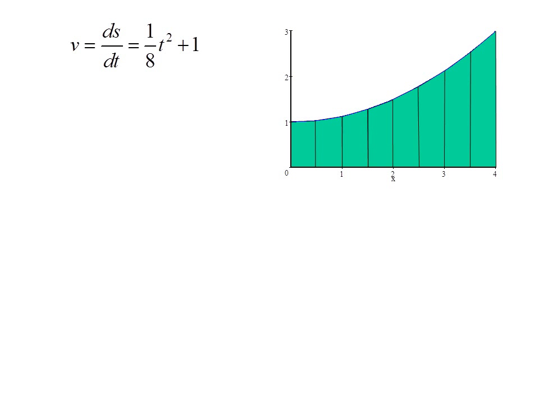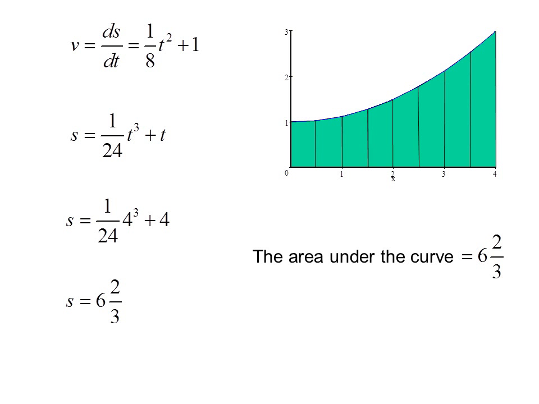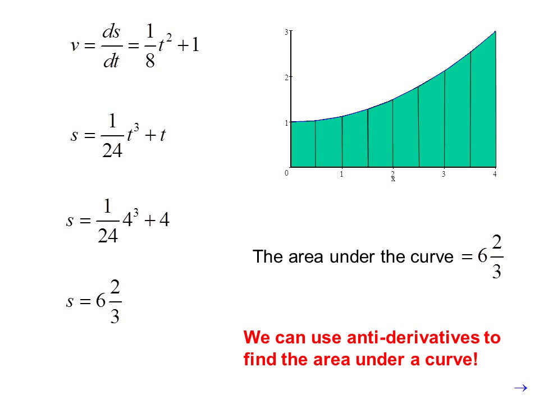We have v equals ds/dt equals 1/8 t squared plus 1. Taking the antiderivative, we have s equals 1/24 t cubed plus t. Plugging in 4 seconds, we get s equals 1/24 times 4 to the third plus 4, or s equals 6 2/3. The area under the curve is 6 2/3. We can use antiderivatives to find the area under a curve. And that is a really big deal because we don't have formulas for the area under every possible curve.